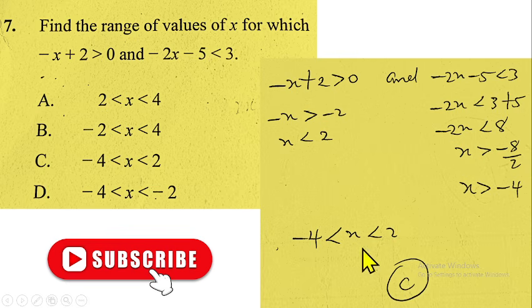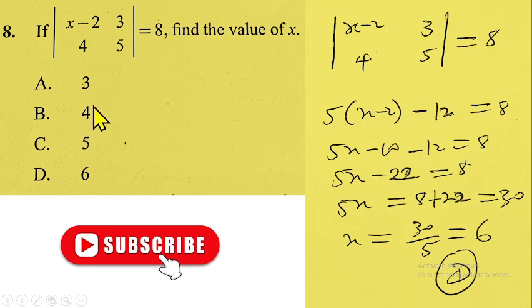So that will give us option C to be the correct option for this question number 7. Question number 8 is on matrix. And here we are told if the determinant of x minus 2, 3, 4, 5 is equal to 8, find the value of x. By now, if you understand the matrix, you know that this 2 line means determinant of this 2 by 2 matrix.